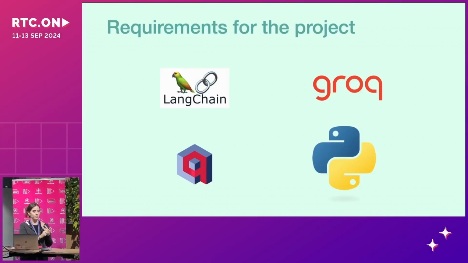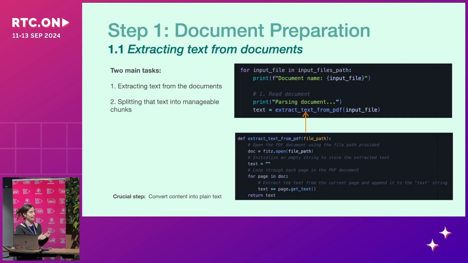I use LangChain, which is basically the library for using large language models with Python. I use Qdrant for the vector database, Python for the language, and then I use Groq, which is how I call the API for the large language model. Okay, so step one of the code is to prepare the documents.